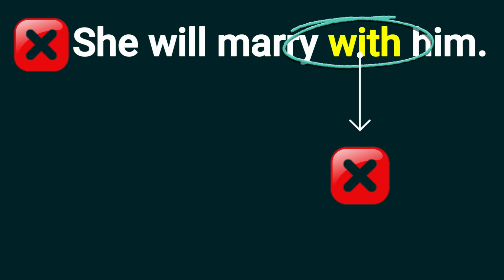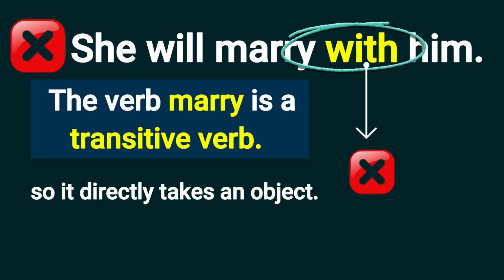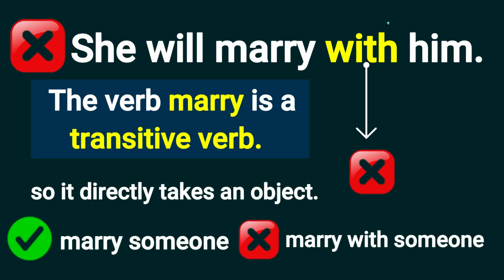She will marry with him. So let's find out the mistake. Here using of "with" in this sentence is wrong. So let's understand the reason. Using of "with" is wrong because the verb marry is a transitive verb. So it directly takes an object. Marry someone is right, marry with someone is wrong.